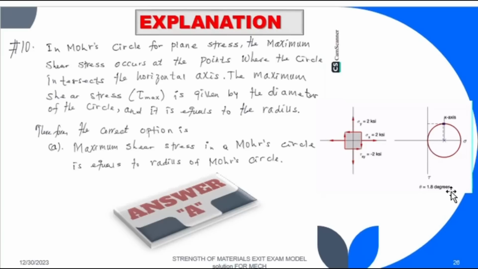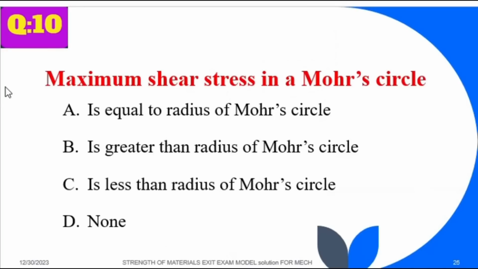The maximum shear stress, tau max, is usually given by the diameter of the circle, and it is equal to the radius of that circle. Therefore, the correct answer is choice A. The maximum shear stress in the Mohr circle is equal to the radius of the Mohr circle. So choice A is the correct answer for this question.